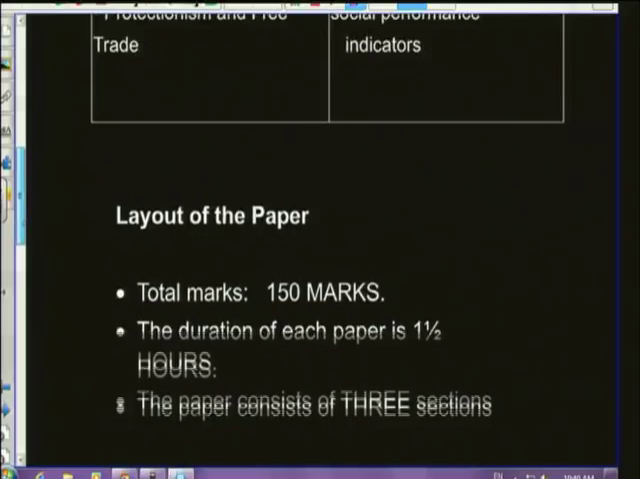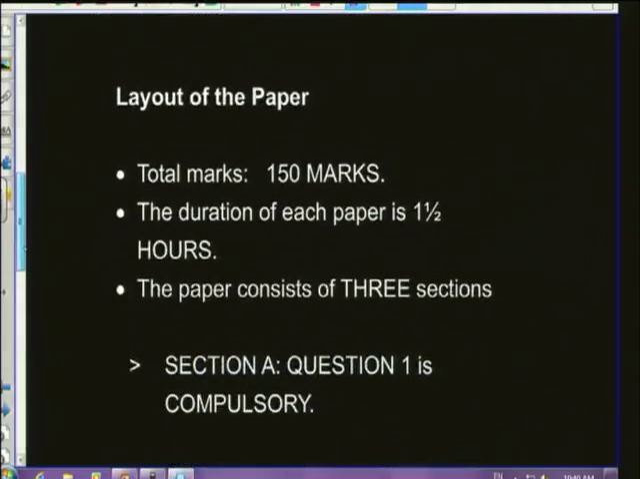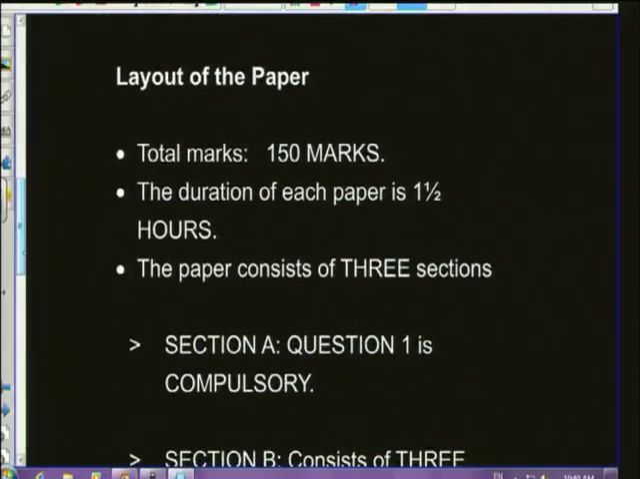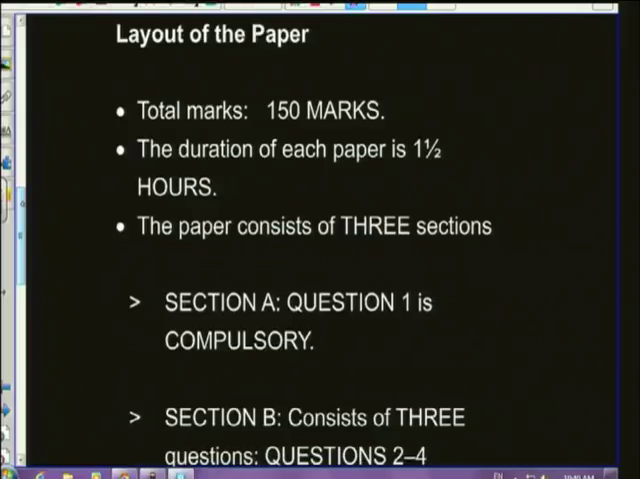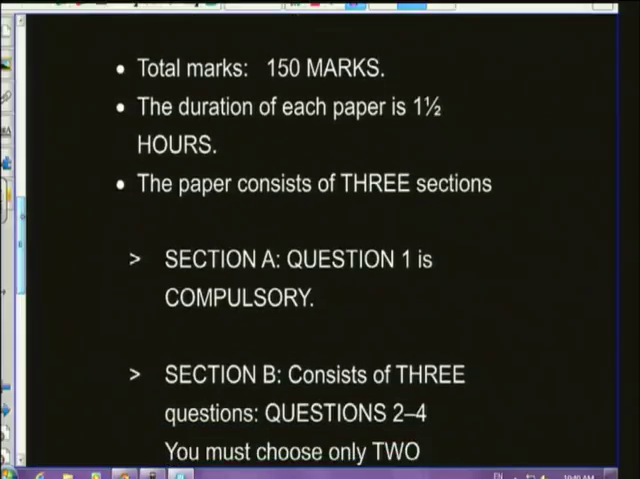The next step would be to look at the layout of the paper. Now the information that we're going to discuss now goes for paper 1 and paper 2. So when we have a discussion on paper 2, you will see that the layout of the paper is exactly the same. Each one of the papers consists of a total of 150 marks. You have 1.5 hours to complete the paper. And it is therefore very important that you pay attention to the time allocation for each one of the questions.